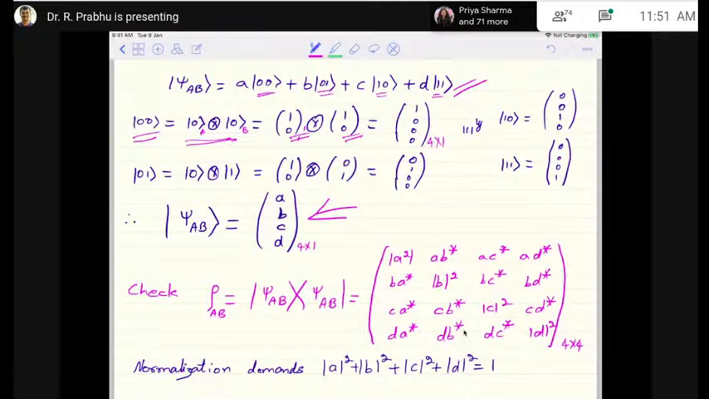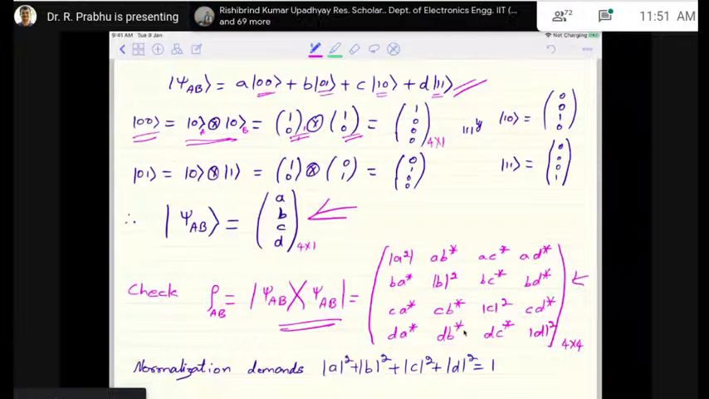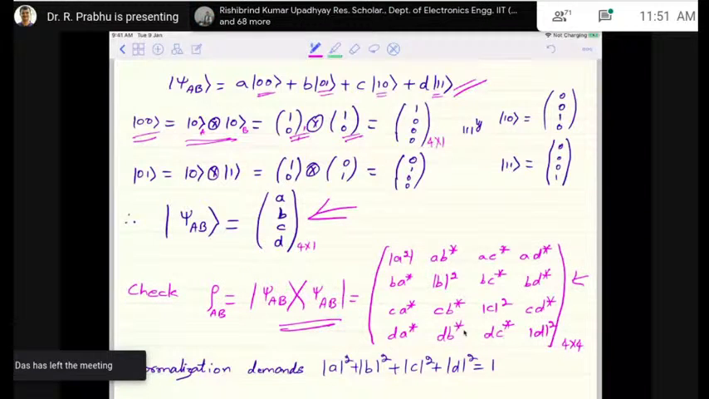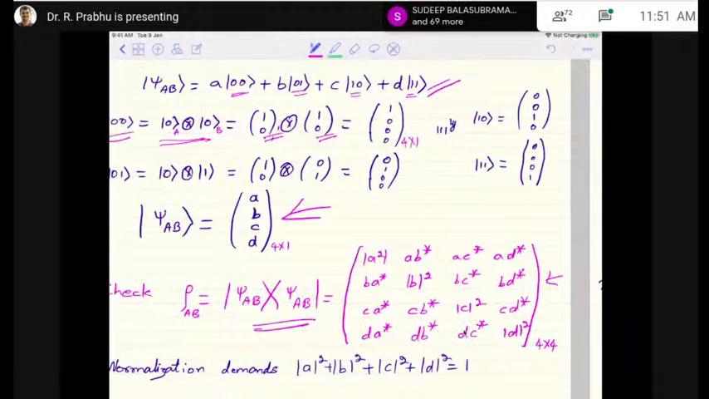If you want to write the density matrix, of course the density matrix can be obtained by the outer product, which you can check will come out as this 4 cross 4 matrix. The normalization demands |a|^2 + |b|^2 + |c|^2 + |d|^2 = 1. You can also see directly that the trace of this density matrix equals 1. Hence it is a valid density matrix.